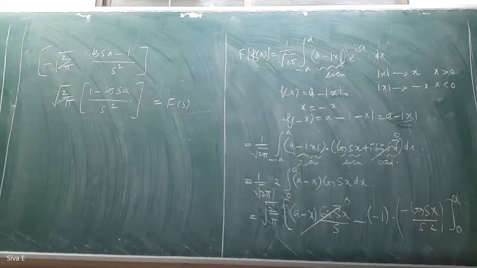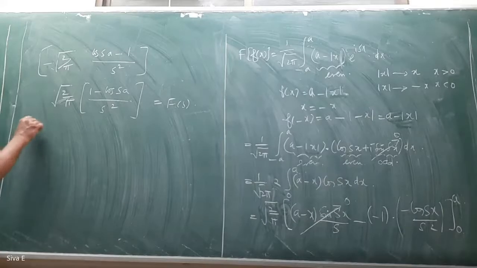But we have to prove that the integral from 0 to infinity of (sin t by t) whole square dt equal to pi by 2. That is one more proof. That is half of the problem done. We have to use the inversion formula.